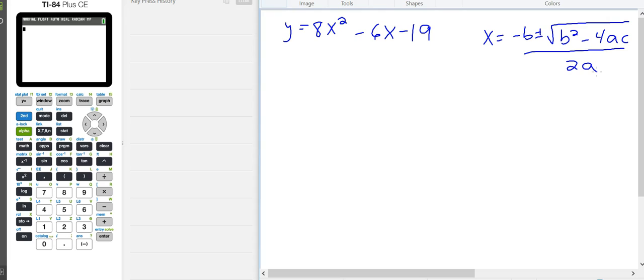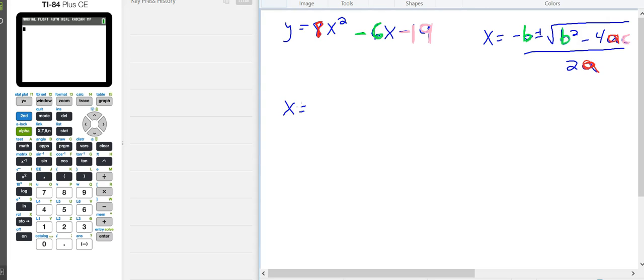Let's just define what our a, b, and c terms are for this specific equation. A is always the coefficient of the x squared term. So a is equal to 8, and wherever we see an a in our formula, we're going to plug in 8. B, in this case, is negative 6, because b is always the coefficient of the x term. Wherever we see a b in our formula, we're going to plug in the b from our equation, which is negative 6. We always take a value with its sign. And then the last term that we have is c. C is always the constant, and we always take it with its sign. C is negative 19. Wherever we see a c in our equation, we're going to plug in negative 19. So let's do it.